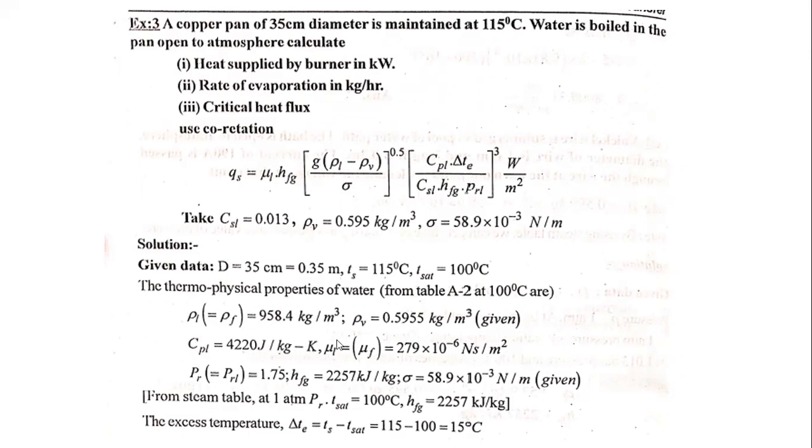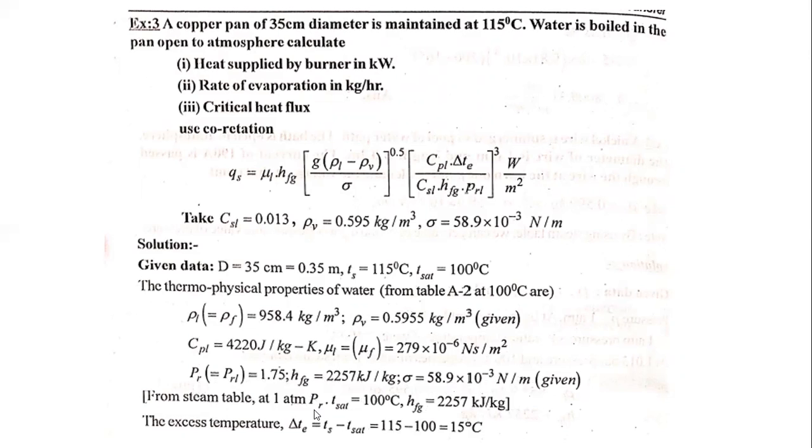And mu, the viscosity of the liquid, is equal to 279 into 10 raised to the power minus 6 newton second per meter square. It was already given in your notebook. So ultimately, the pressure is 1.75, the enthalpy is 2257 kilojoule per kg, and sigma is equal to 58.9 into 10 raised to the power minus 3 newton per meter.